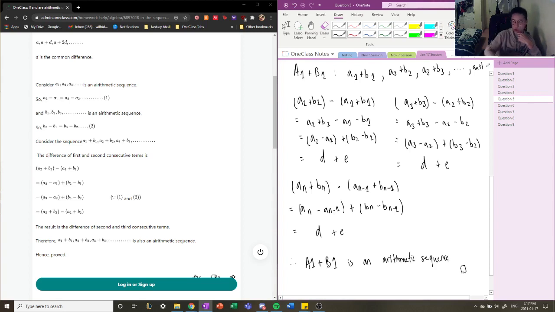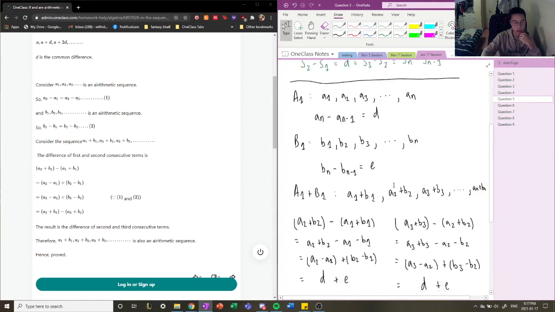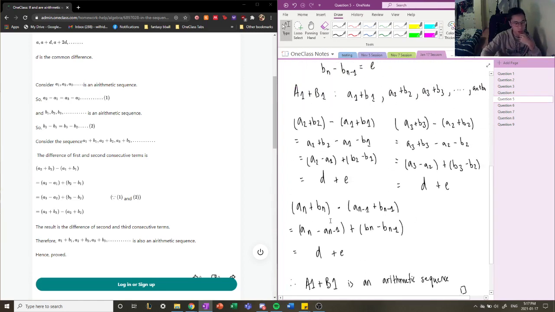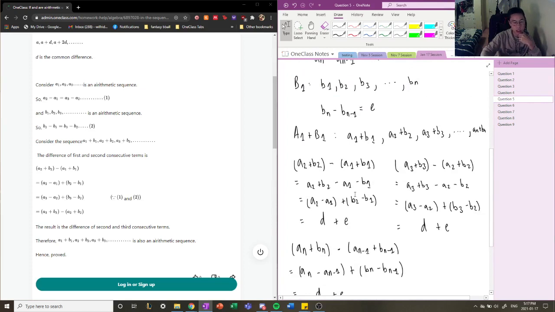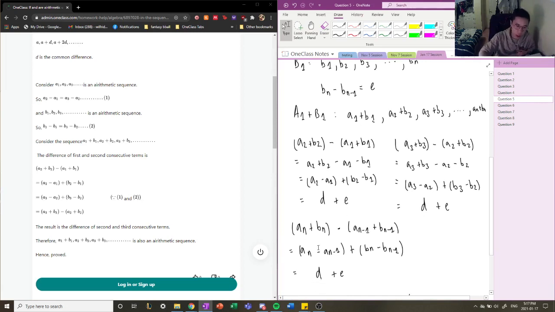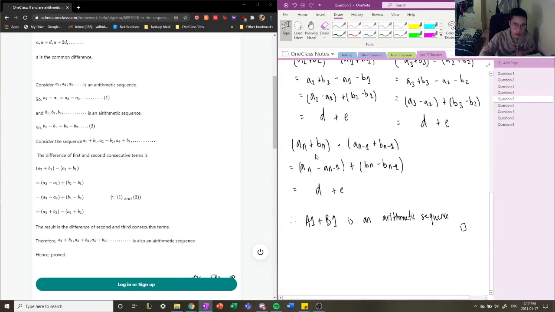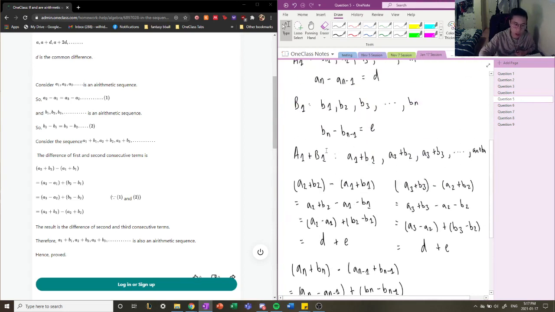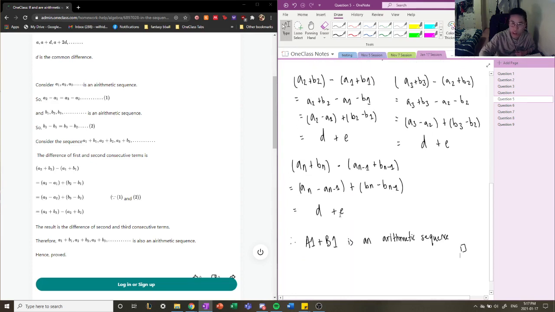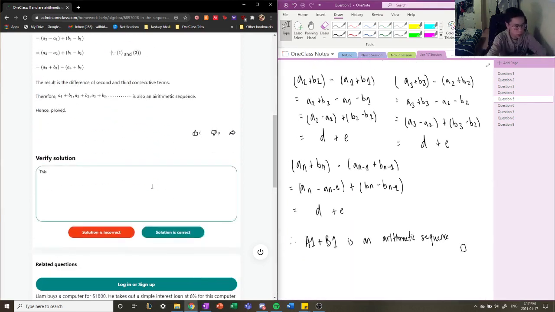Whenever you're trying to prove any of these kinds of questions, you always want to try to find the general case, because these are specific cases, and sometimes a specific case might not follow the rule. But if you solve for the general case, and the general case gives you a consistent answer, then you know that your proof is correct. In this case, we solved the general case, and we found the common difference for the sequence A1 plus B1, which is D plus E. So this solution is correct. Good work.